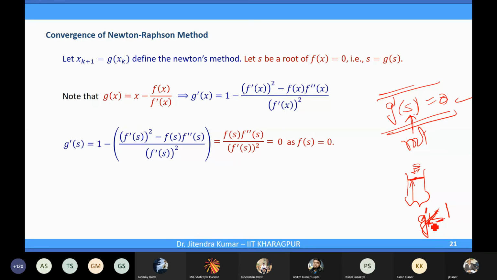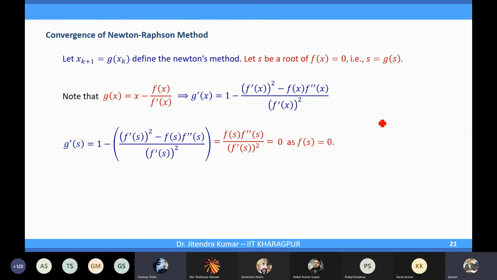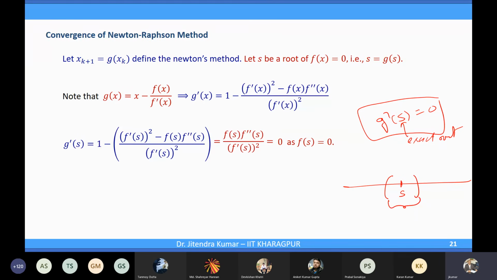Can you please explain this part? I don't understand. Okay. Please explain again. What we have realized is that g prime(s) is equal to 0, and s is the exact root. Fine. So around this root s, we will get an interval where g prime is less than 1. Will we always get this interval if g prime is continuous? Yes, sir.